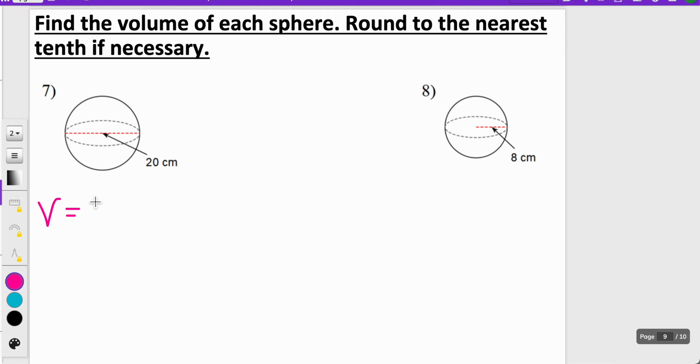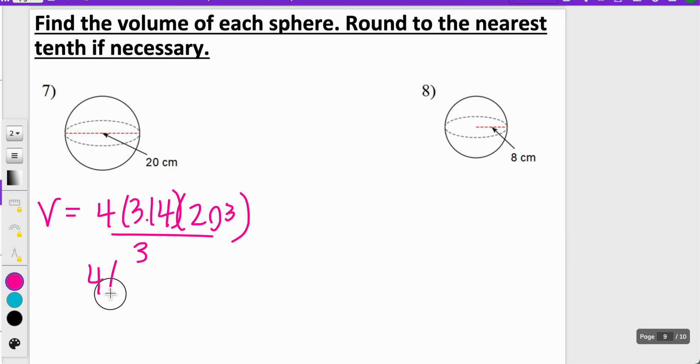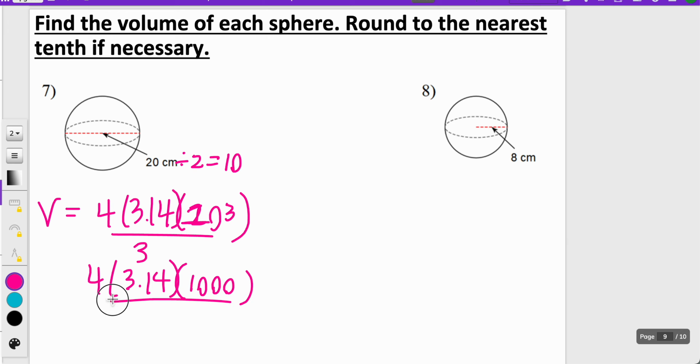So for my volume on this one, we're going to do 4 times pi times 20 cubed divided by 3, or 4 times pi times 1,000. Oops, not 20. Almost caught myself. We're not using 20, we're using 10, because that's my radius. 10 cubed is 1,000, and then divided by 3. That number would give us a grand total of 4,186, my goodness, 0.7 cubic centimeters.